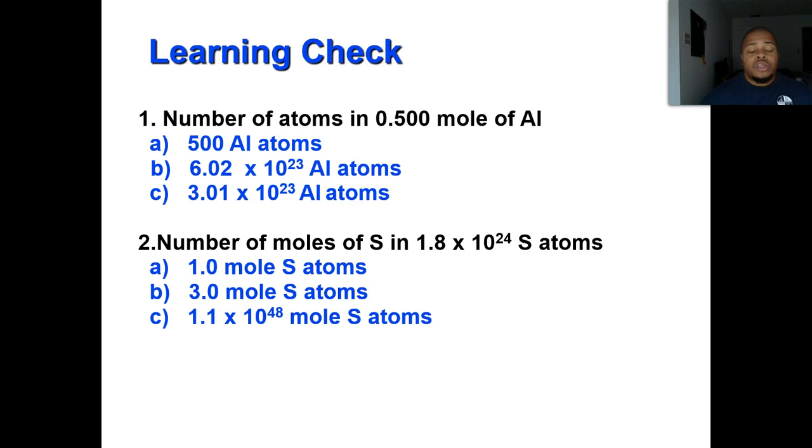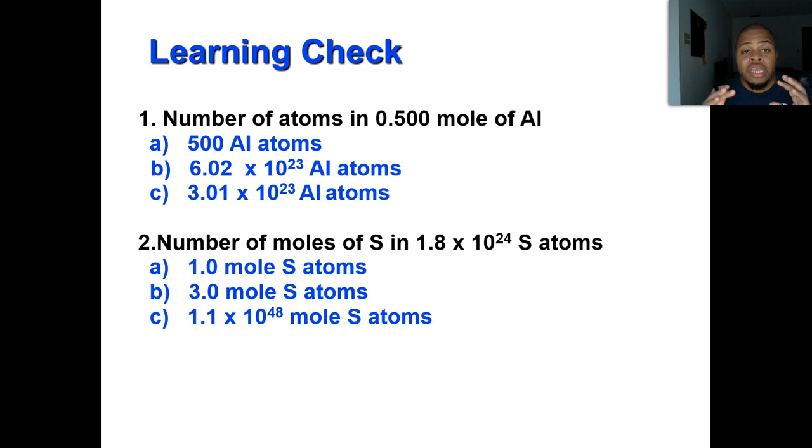Now, we want to do a little bit of a learning check and get an idea of what's going on here. I wish I could pull up my calculator on screen, but I don't have that ability at this moment. But let's take a look at what we have here. If I was to ask how many atoms I have in 0.5 moles of aluminum? Well, we can do this one of 2 ways.